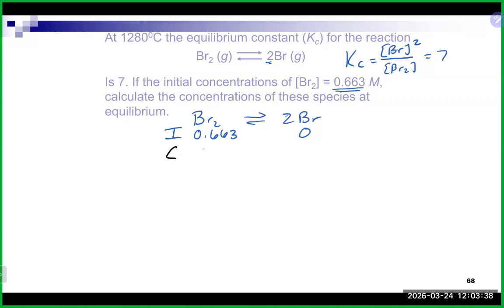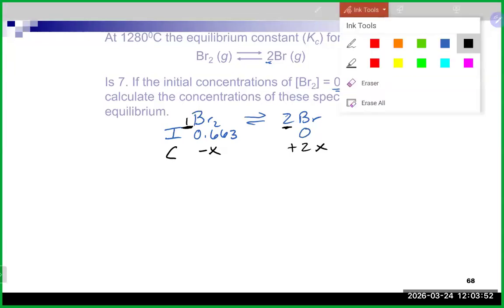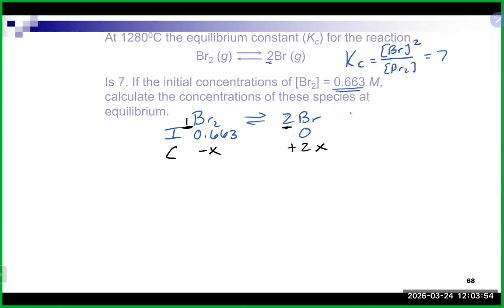So the change here is going to be minus x, for the 1 coefficient there. This is going to increase, so it's going to be 2x, once again for the 2 that is there as well. At this point, we are good to complete our table, just carrying everybody down: 0.663 minus x and 2x. Any questions on the ICE table here?